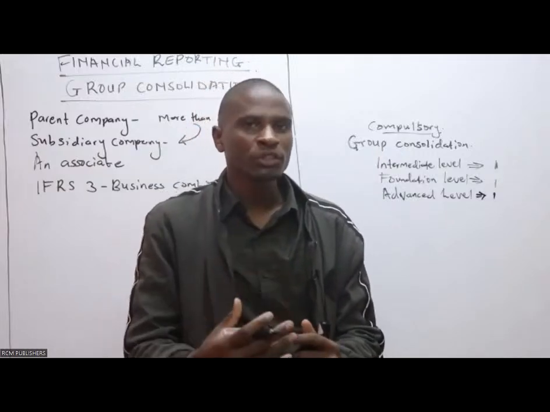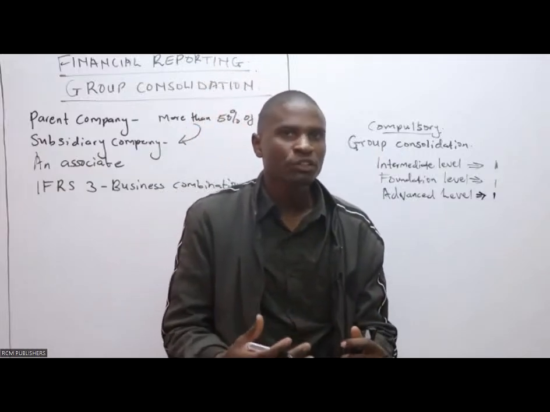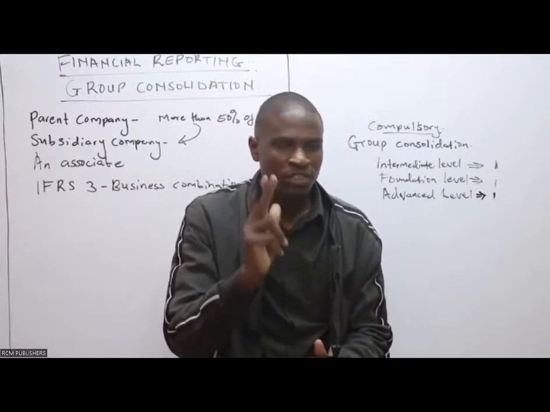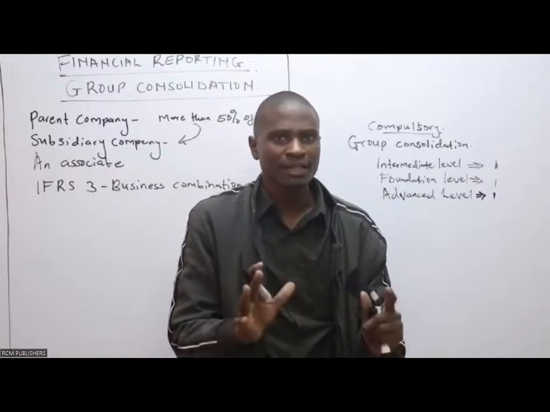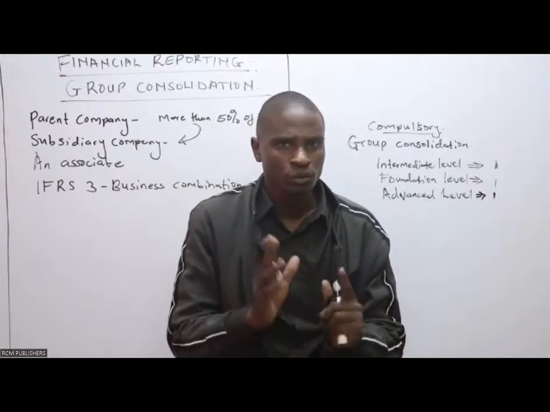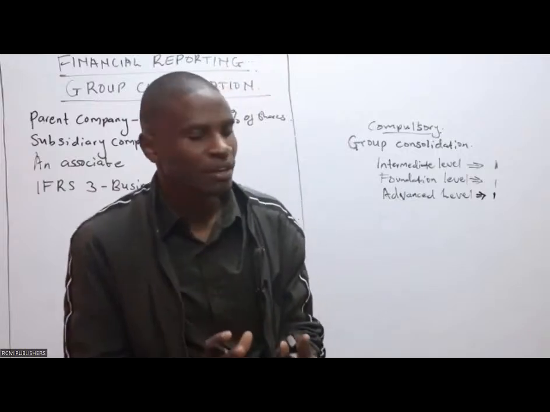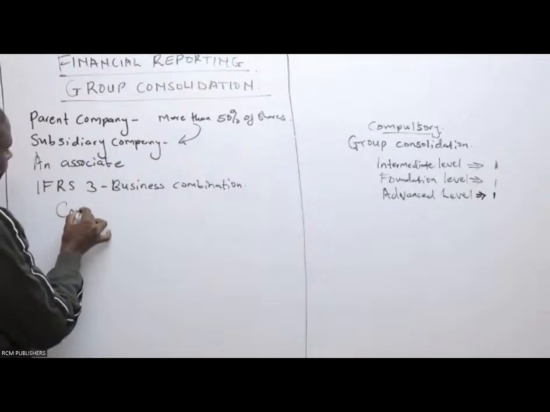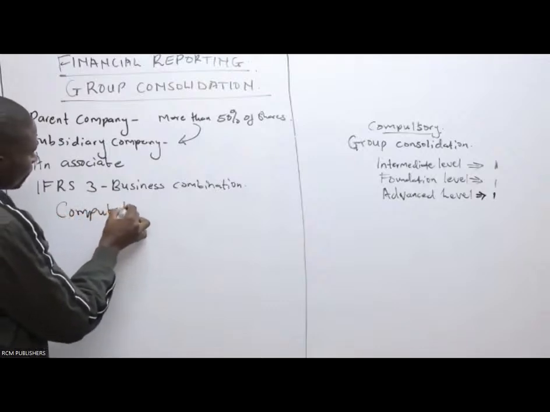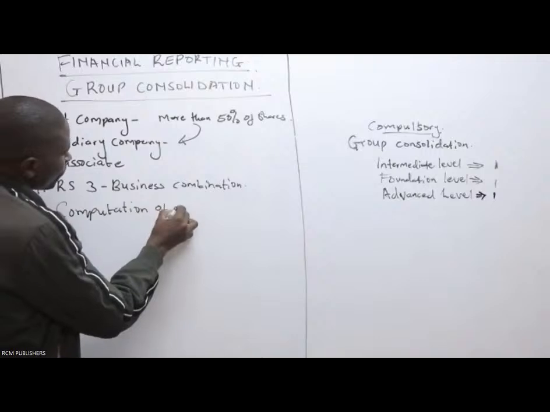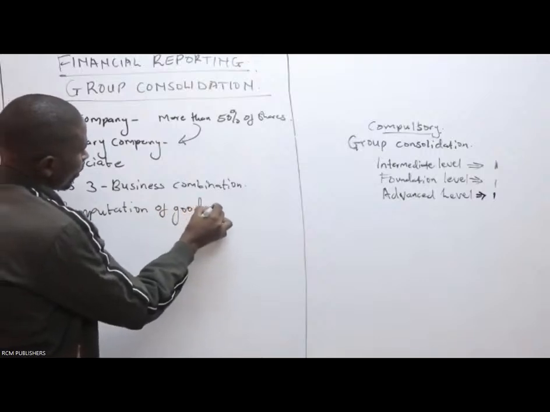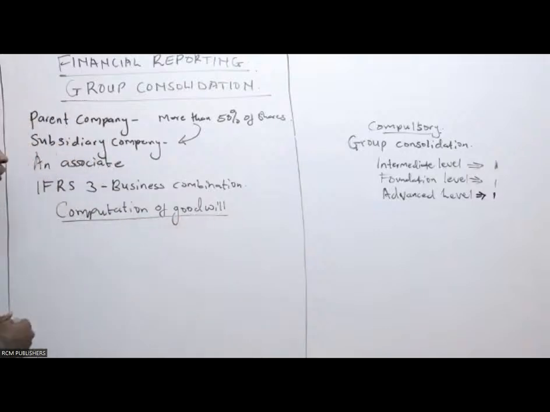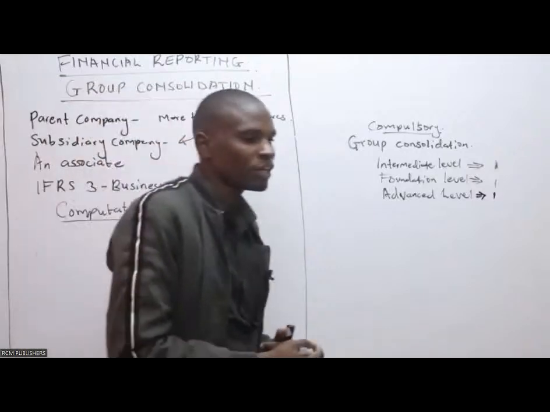One is computation of goodwill. We have two methods. After this, I want us to look at a CASNEB question, with which you'll be able now to see the real picture. Computation of goodwill. We have two methods in computing goodwill.